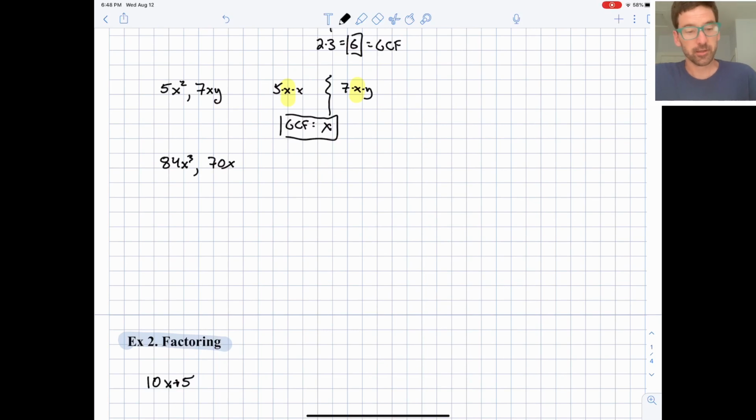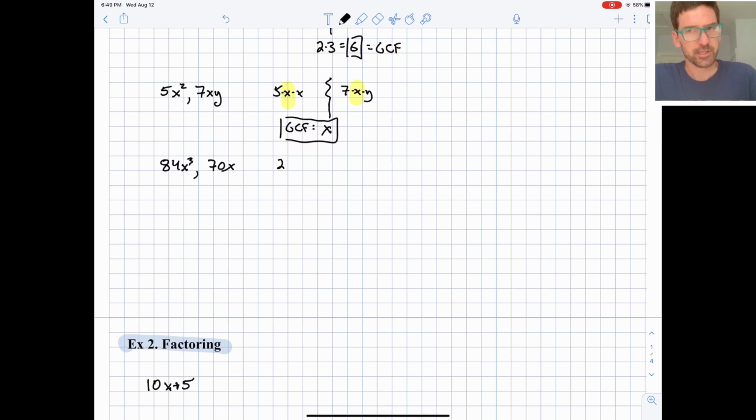Next one, this works with larger terms as well. And again, I encourage you to just start dividing by 2 if you can, then try to divide by 3. So 84 divided by 2 brings us down to 42. Divide by 2 brings us down to 21, and that's 3 times 7. And then we have x times x times x. 70x, we could divide by 2. That brings us down to 35, and that's 5 times 7. And we just have an x.